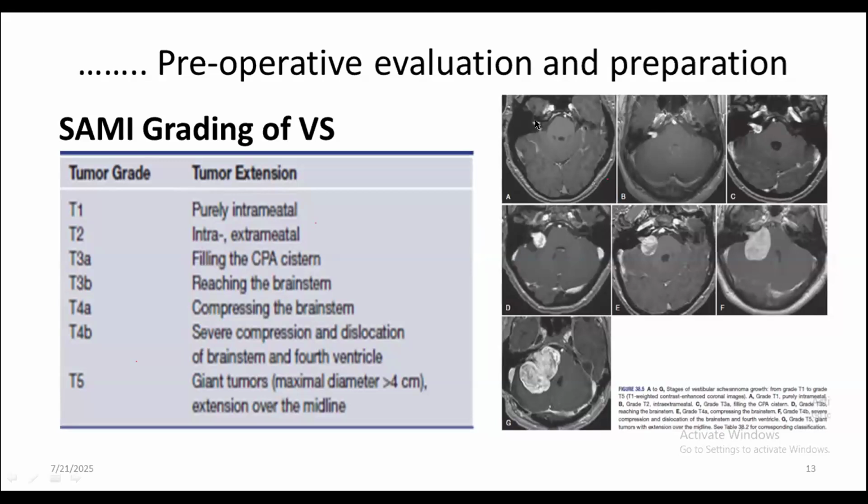As we can see in A, we can see the tumor that is within the internal acoustic meatus. This is a T1 contrasted image showing the hyperintensity of the lesion within the internal acoustic meatus. In this image, we can see the tumor is both within the internal acoustic canal and also the CP angle cistern, down to a giant tumor that is greater than 4 centimeters, which has compressed the brainstem as well as the fourth ventricle.